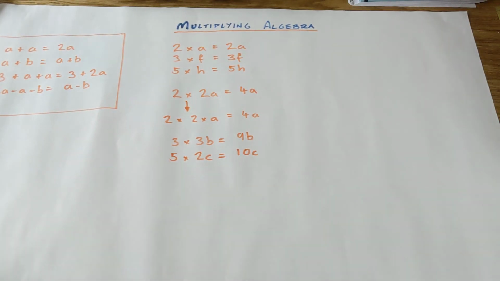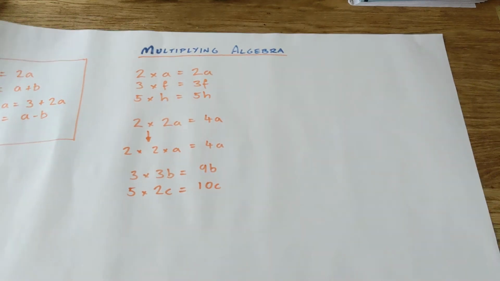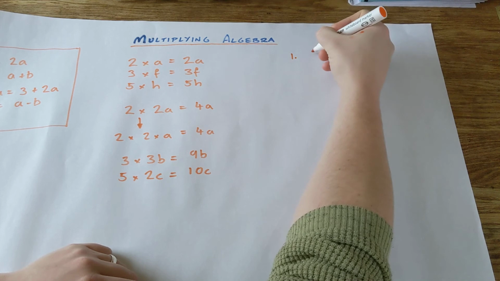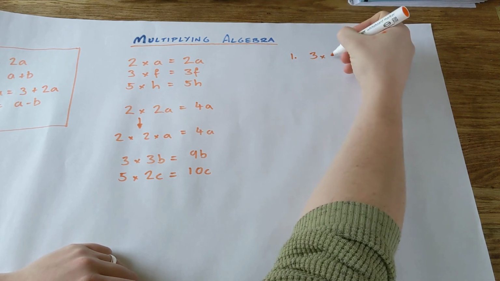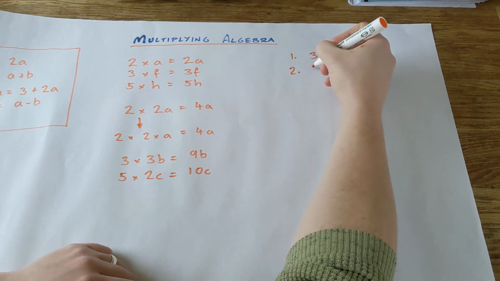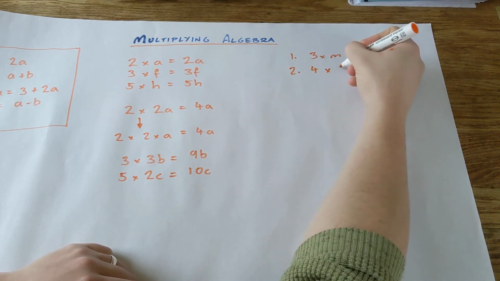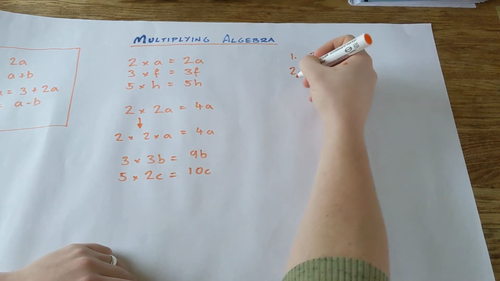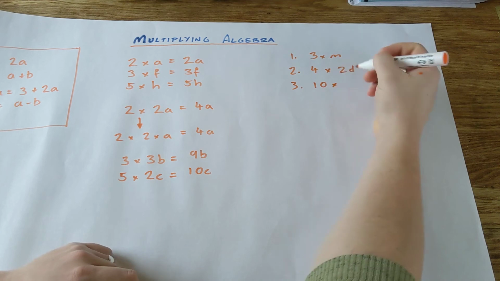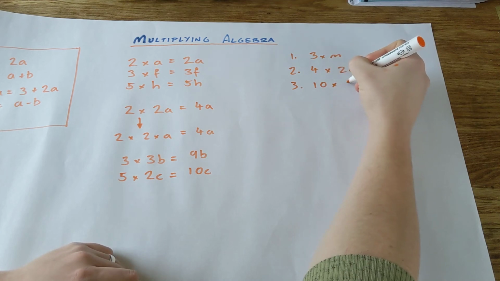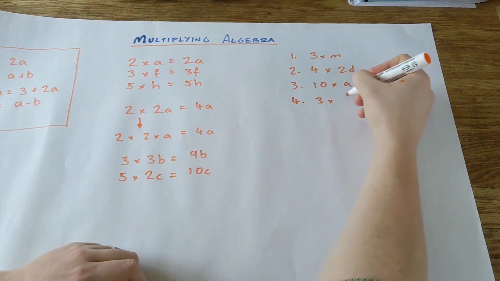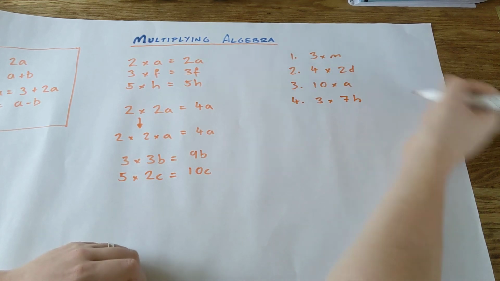So we'll look at some questions. I'm going to just move my piece of paper over, okay? And I have question 1 will be 3 times m. Question 2 will be 4 times 2d. Question 3 is going to be 10 times a. Question 4 is going to be 3 times 7h.